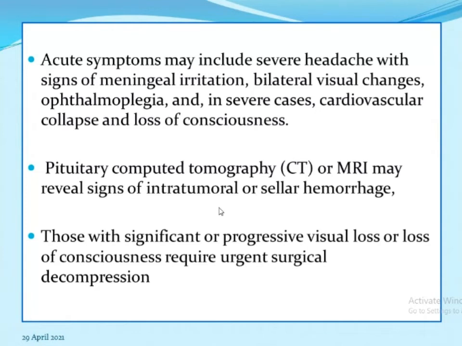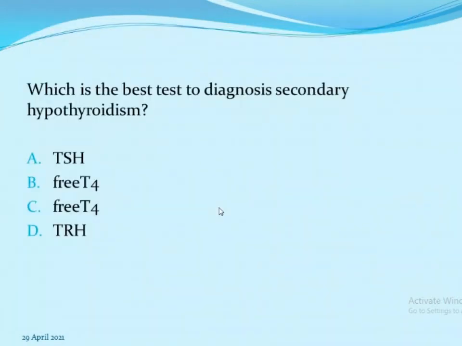This patient with pituitary apoplexy may present, as I said, with headache, meningeal irritation, visual changes, ophthalmoplegia, cardiovascular collapse, and loss of consciousness. The CT or MRI may reveal signs of intratumoral or sellar hemorrhage, and those with significant or progressive visual loss or loss of consciousness require urgent surgical decompression.